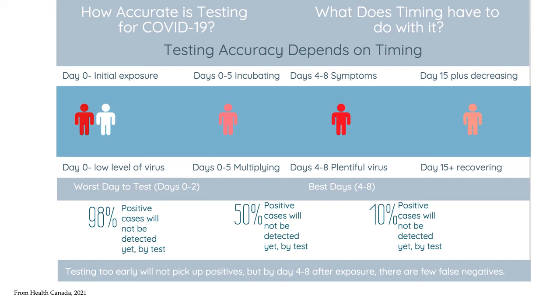So with the current tests that we have, it's a little bit difficult to pick up tests. And of course, beyond day 15, once you've been exposed and you're recovering, there's a very low chance that we're going to be able to pick up a positive test at that time. So testing too early won't pick up positives, right? So you have to wait to about 4 to 8 days after exposure. And then testing too late is also not going to help. So we've got a real timing problem when it comes to testing.